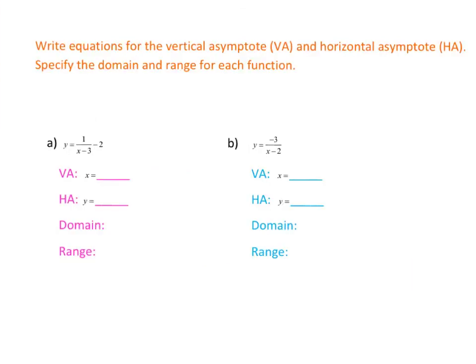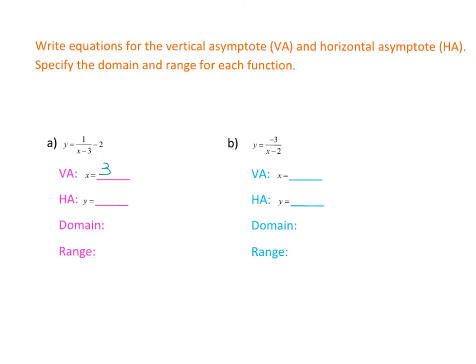Now we are going to write the equations for the vertical asymptotes and the horizontal asymptotes and then specify the domain and range. And we're going to do this without actually looking at the graph, just by looking at the equation. So let's look at A. We have y equals 1 divided by x minus 3, minus 2. We can tell the vertical asymptote by knowing the h value. And so in this first example, the h value is 3. So our equation for the vertical asymptote would be x equals 3.